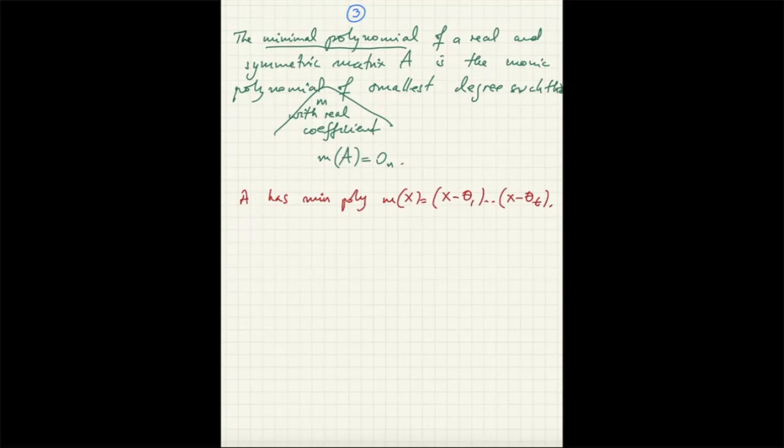Now, the next result will show a connection between the eigenvalues of a graph and its diameter. Recall that the diameter of a graph is the largest distance between any two vertices, where the distance is the length of a shortest path between those two vertices. And now the result we will prove is the following.